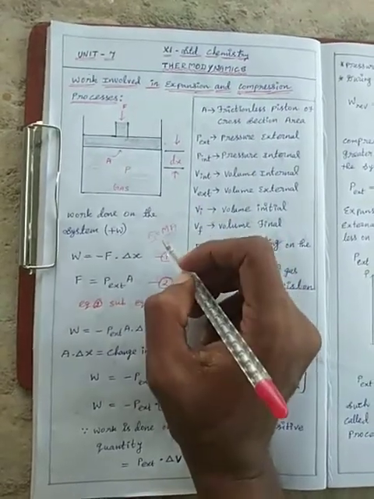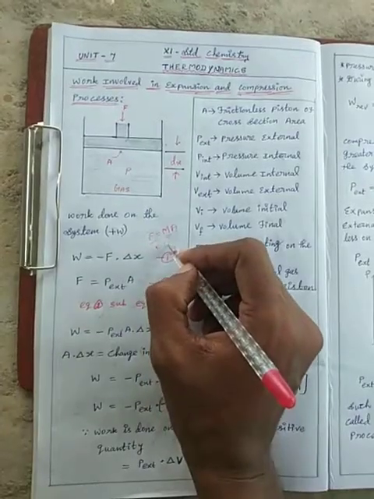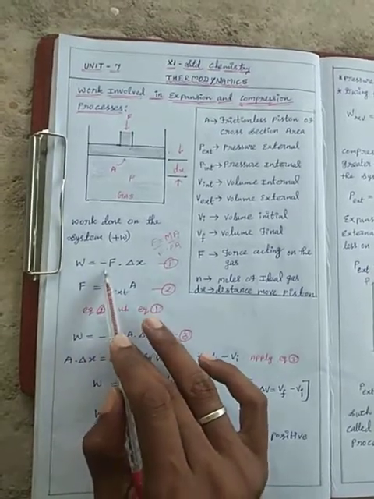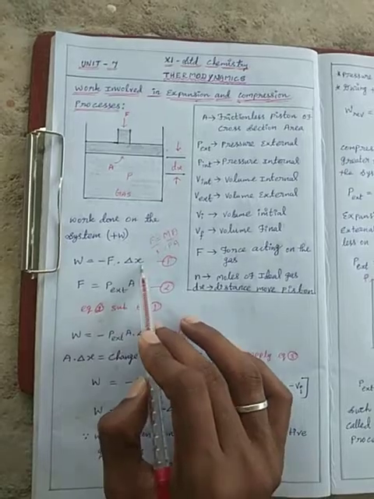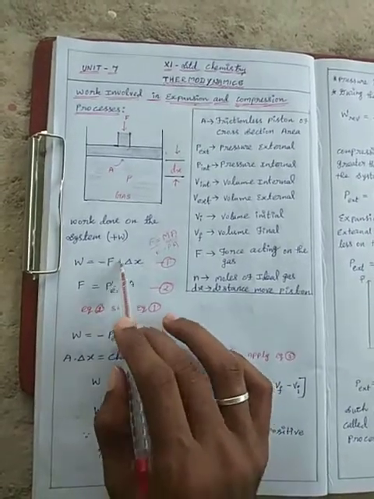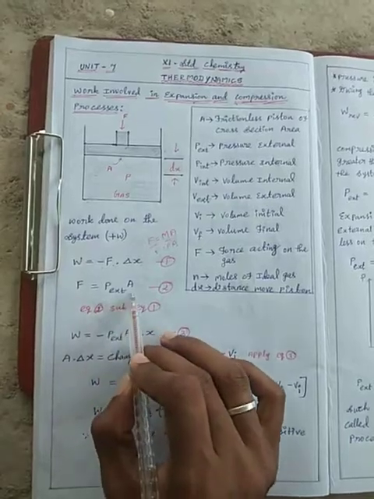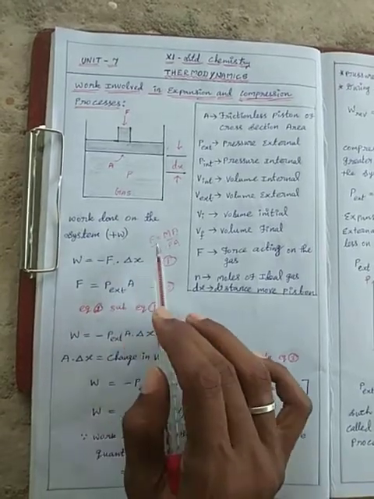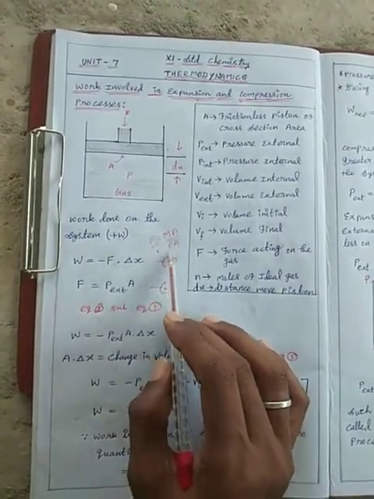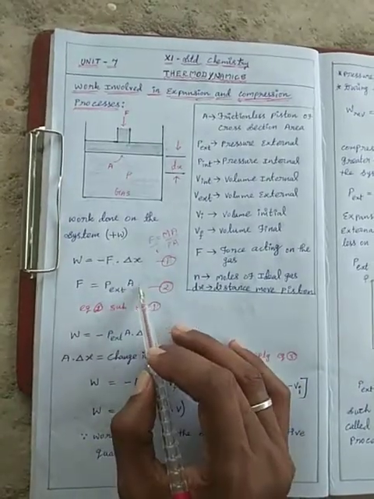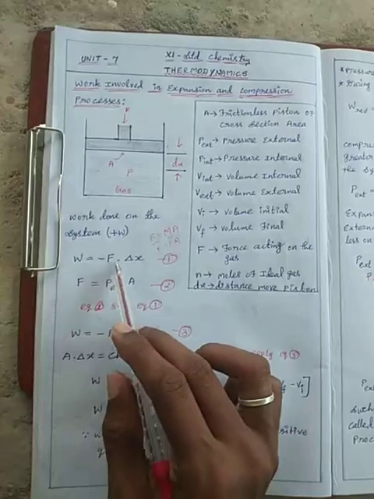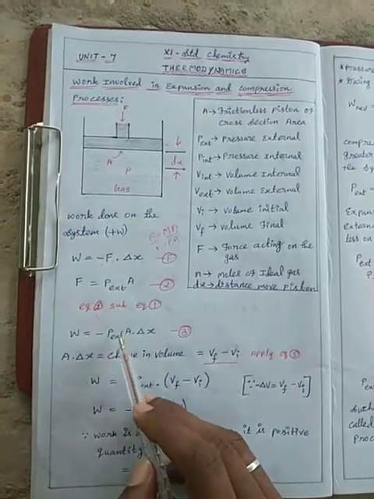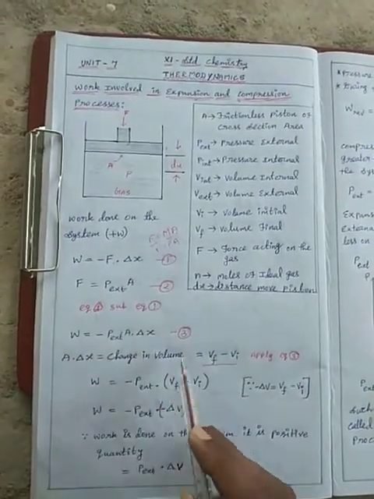Here the force is based on the pressure, so force equals pressure times area. Work on the system is force times dx, with a negative sign. Next, the force function: pressure times the cross-section area A. So F equals ma changes, with mass replaced by pressure, to F equals PA. Substituting equation 2 into equation 1, W equals minus P external times A times delta x, equation 3.